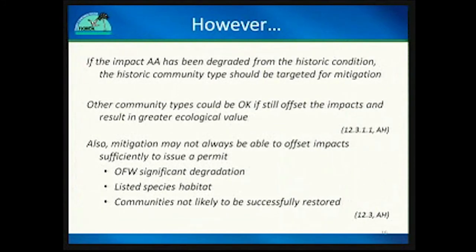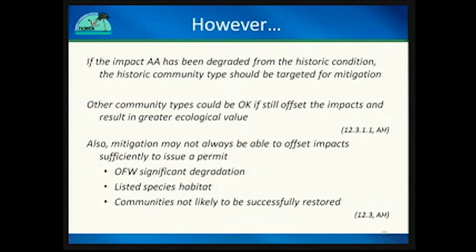Okay, so this is all Applicant's Handbook stuff. If the impact assessment area has been degraded from the historic condition, the historic community type should be targeted for mitigation. So does everybody know where that part is? It's in 12.3.1.1. Now, there's a little bit of nuance there that we'll get to further on, but if it has been degraded from historic condition, in other words, if it's a pine plantation going into a prairie, for mitigation, I want a wet prairie back. If it's titi encroachment up into a pitcher plant savanna, I want the pitcher plant savanna back. That's the type of thing we're talking about there.